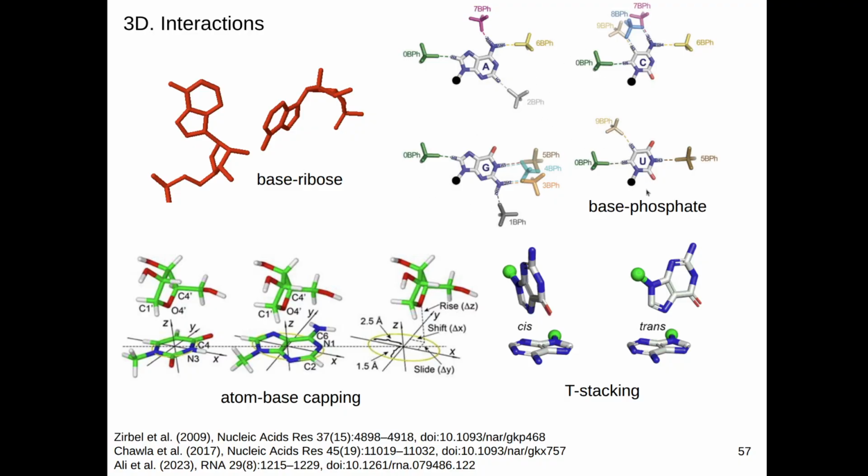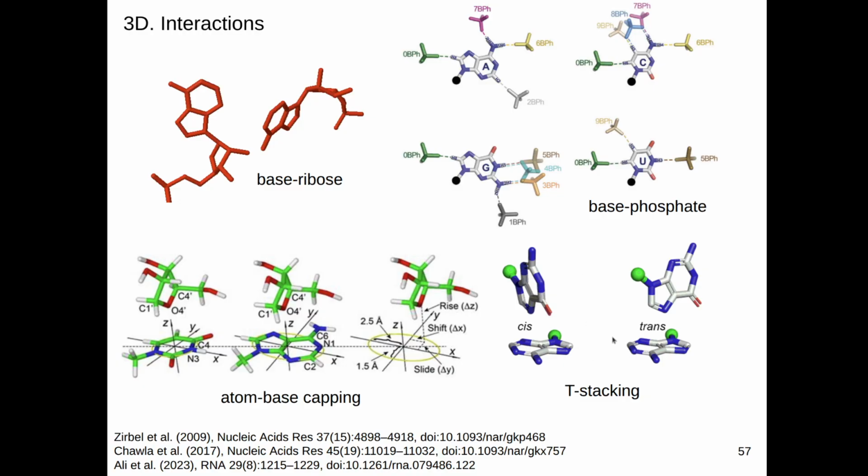This is a classification of base-phosphate interactions where we have an oxygen of a phosphate forming hydrogen bonds. Here we also have hydrogen bonds of base and phosphate, and here are hydrogen bonds of base and ribose. And these are two non-standard stacking interactions. So here we have so-called atom-base capping, which is a stacking of a base plane with a single atom. Most often it's O4', but sometimes it's maybe a phosphate oxygen as well. So the atom is capped on top of the base plane.